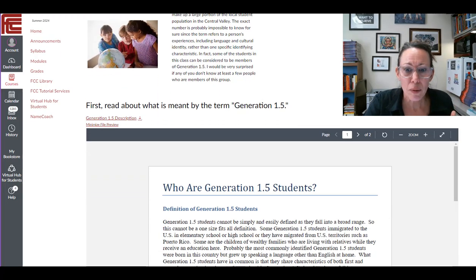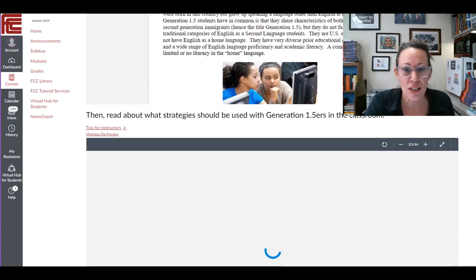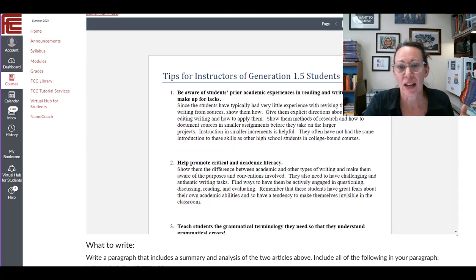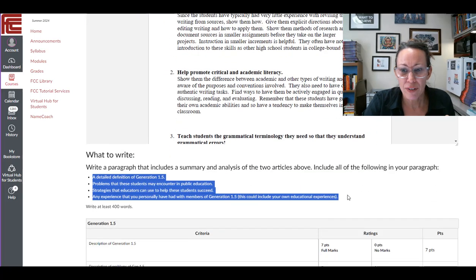So you're going to read all about Generation 1.5. What does that mean? Who are these students? And then I have a document that has tips for teachers who are teaching Generation 1.5ers in their classes. And then what I'd like you to write is a paragraph that addresses all of these.